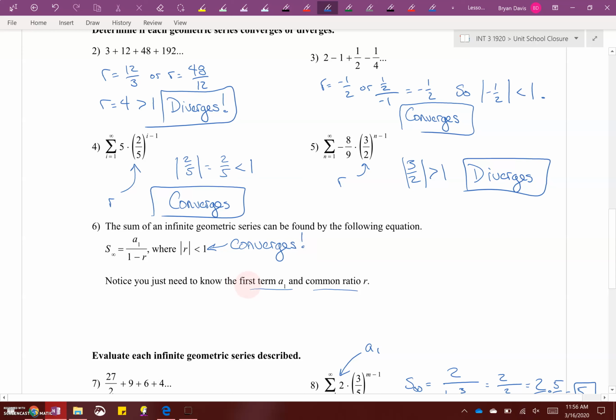Notice we just need to know two things. The first term, a sub 1, is going to go in the numerator, and the common ratio r is going to be 1 minus r in the denominator.